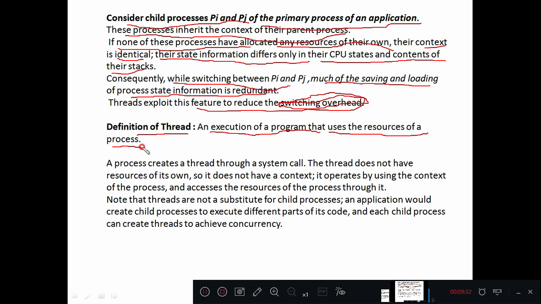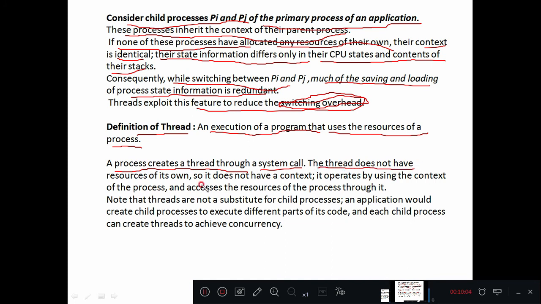The process is going to create the threads and the process is going to request for the resources. So when the resources are allocated to a particular process, the threads will make use of those resources for their execution. A process creates a thread through a system call. So what is the system call? It is like calling a function. By calling a function, a process will create a thread.